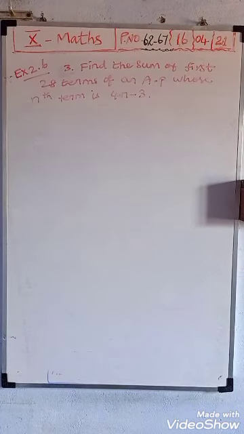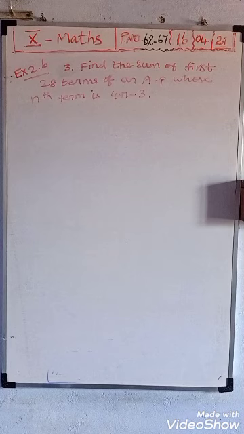Next, see the third question. Find the sum of the first 28 terms of an AP whose nth term is 4n minus 3. Actually, in the earlier questions a sequence was given, so we added. In this question, as before, we first want to make it a series. First we find the series, then we add 28 terms, and we will receive the answer.